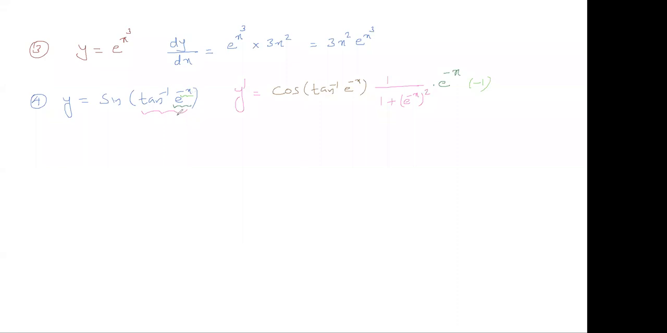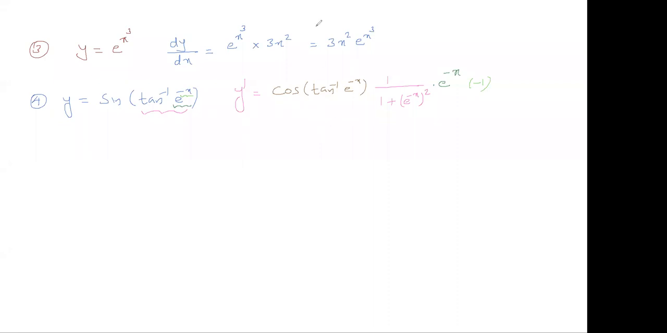But again tan inverse x, x के जगह e to the power minus x था, so उसका derivative से multiply करना, so e to the power minus x का derivative e to the power minus x itself. But again उधर x के जगह minus x था, उसका derivative से multiply करना, उसका derivative minus 1. So that's all. That you can simplify.